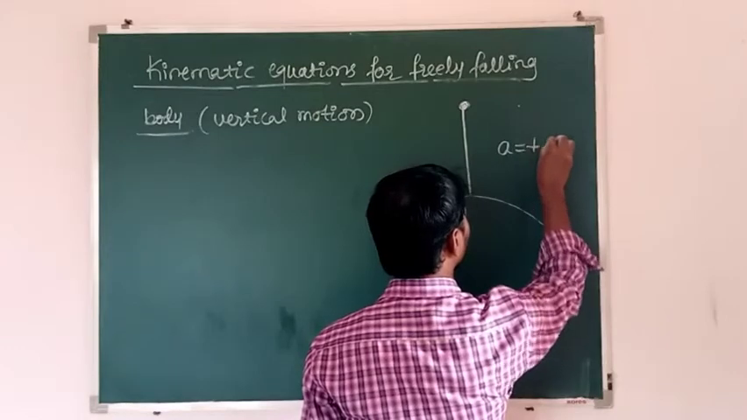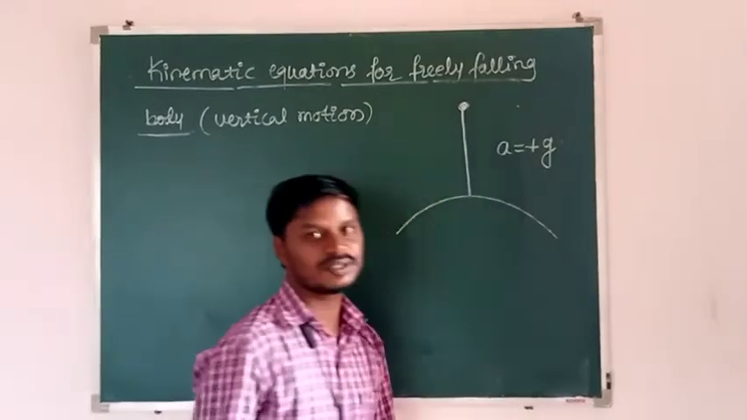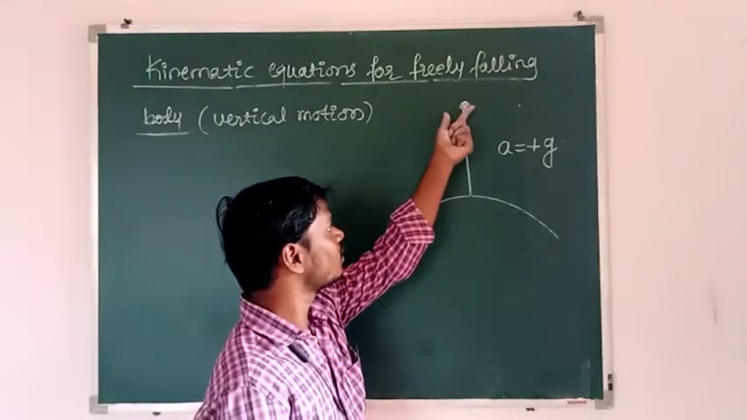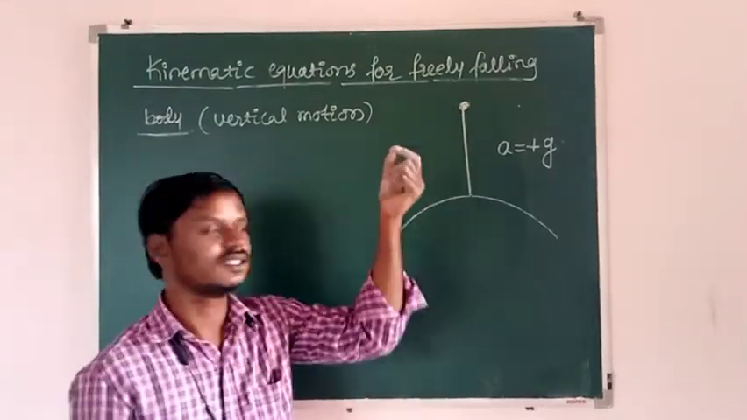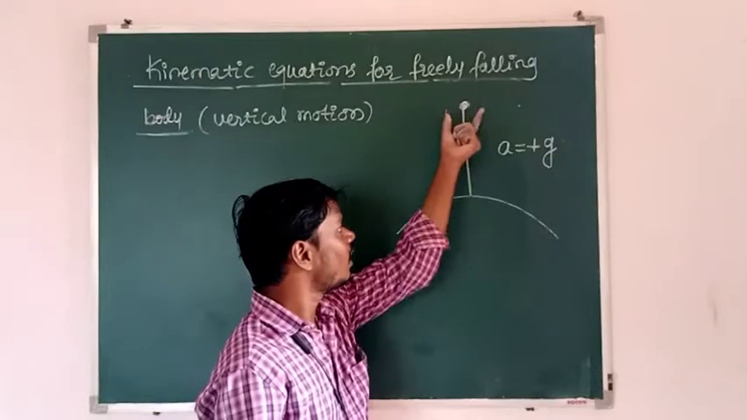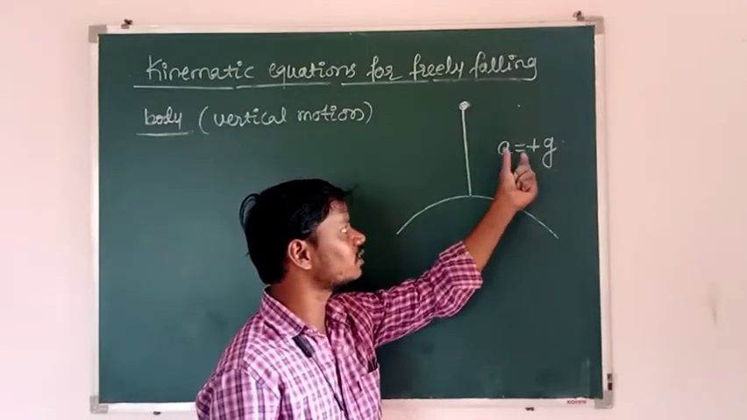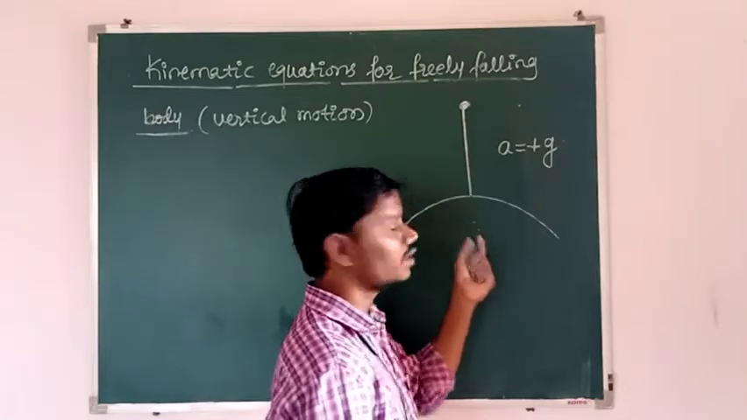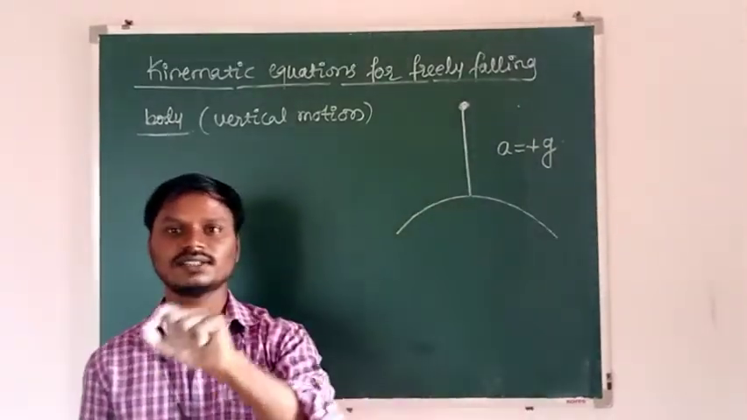Here, a can be taken as plus g. Why are we going to take a as plus g here? Because as the body is released from a certain height, its velocity increases. As its velocity increases, the acceleration can be taken as positive. And there is an acceleration produced in the body due to the Earth's gravitational force.